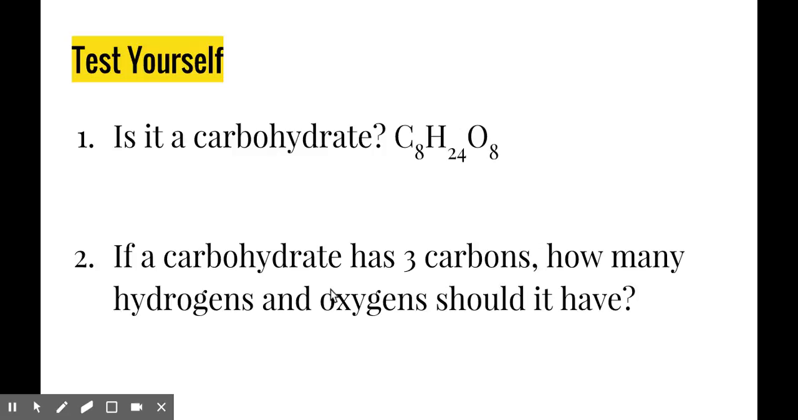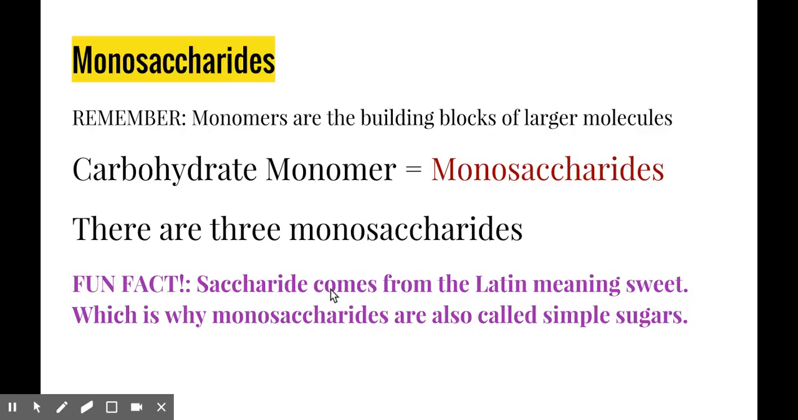Number 2, if a carbohydrate has 3 carbon atoms, how many hydrogens and oxygens should it have? Good. Hopefully we're able to remember our 1 to 2 to 1 ratio. So we want to have twice as many hydrogens. So we should have 6 hydrogens. And we want to have the same number of oxygens. So we should have 3 oxygens.